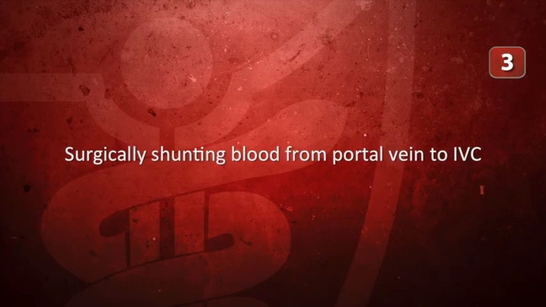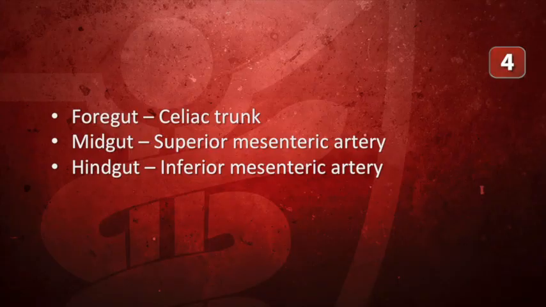Next, how can the symptoms of portal hypertension be relieved? By surgically shunting the blood from the portal vein to the IVC. Next, what artery supplies the structures derived from each of the following embryological structures? Well, the foregut is supplied by the celiac trunk, the midgut is supplied by the superior mesenteric artery, and the hindgut is supplied by the inferior mesenteric artery.